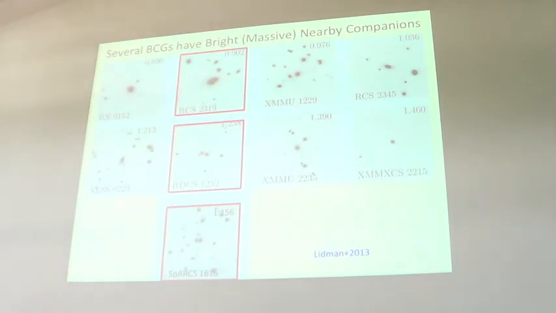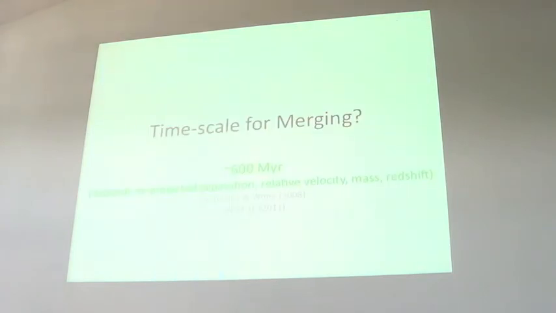If you look at the sample, you notice that several of the BCGs have actually got bright nearby companions. And you can work out a time scale for the merging. It's not too difficult. It depends on the projected separation, the relative velocity, the mass, and the redshift. It's about 600 million years.